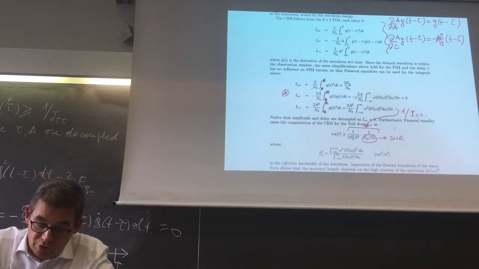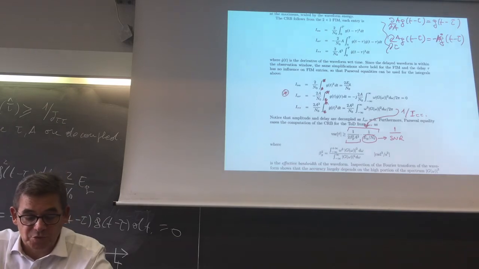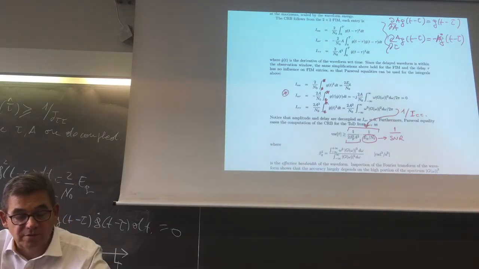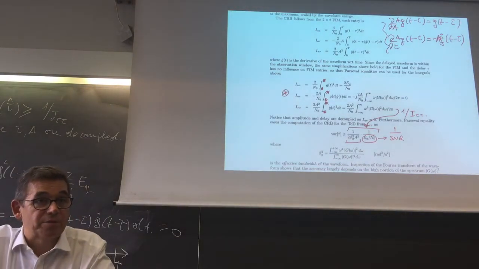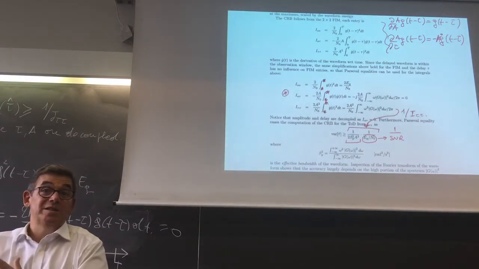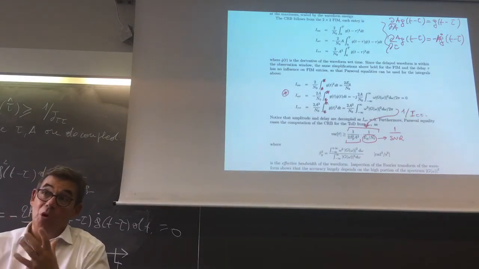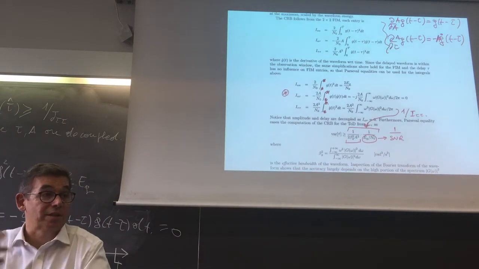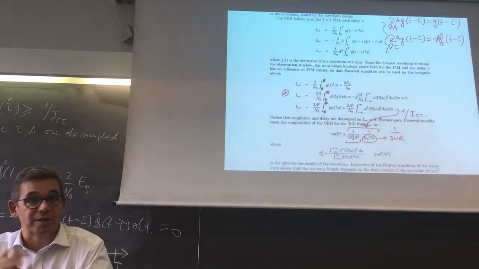So it depends on 1 over the signal to noise ratio. It depends on something else. It depends on 2 times beta g, and then the amplitude. Of course, the bigger the amplitude, the more energy of the signal I get. So it's not that surprising.